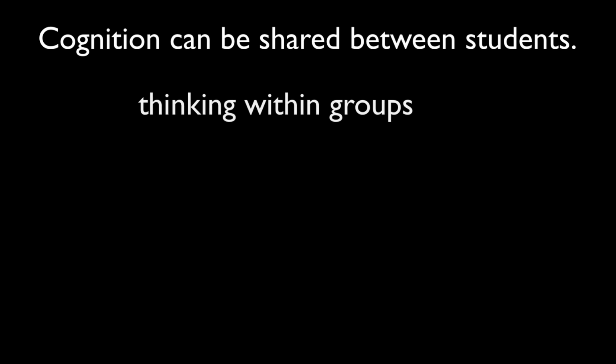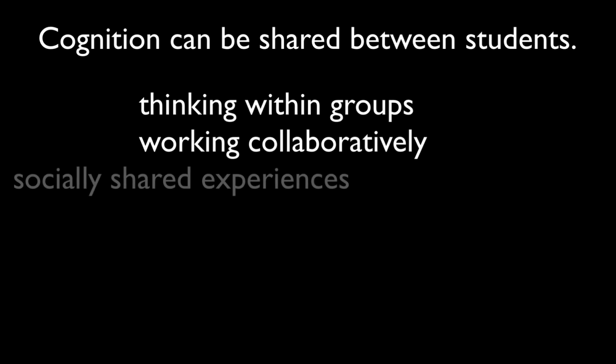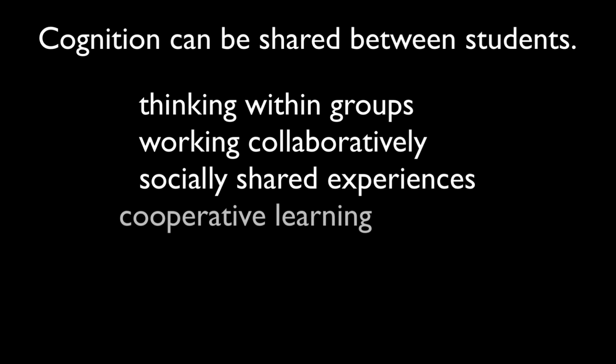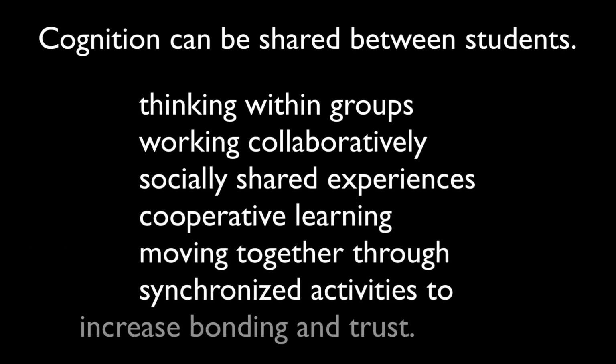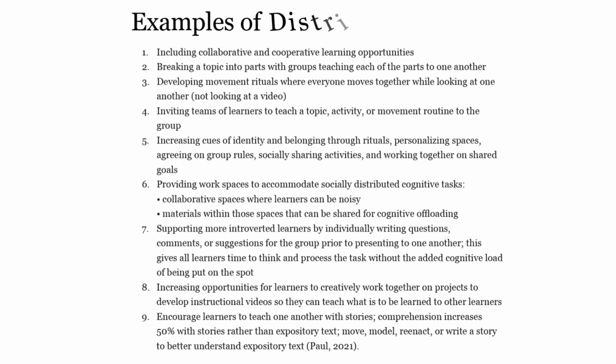Cognition can be shared between students. Distributed cognition includes thinking with groups, working collaboratively, socially shared experiences, cooperative learning, and moving together through synchronized activities to increase bonding and trust. Examples of distributed cognition include: 1. Including collaborative and cooperative learning opportunities.